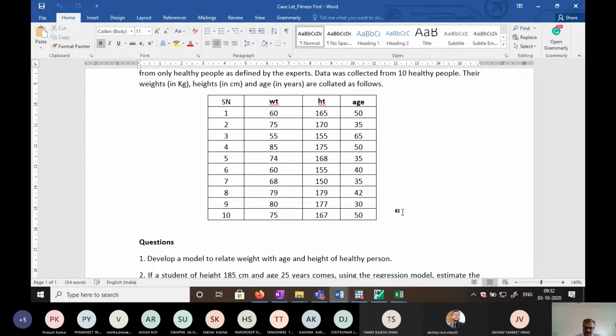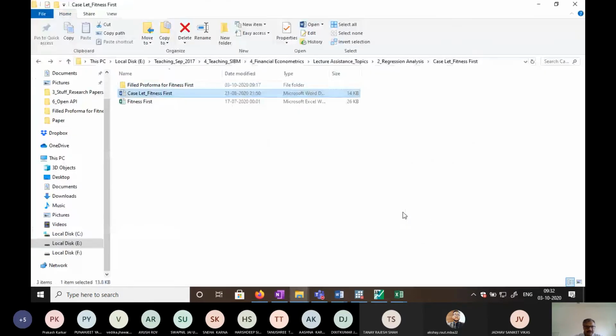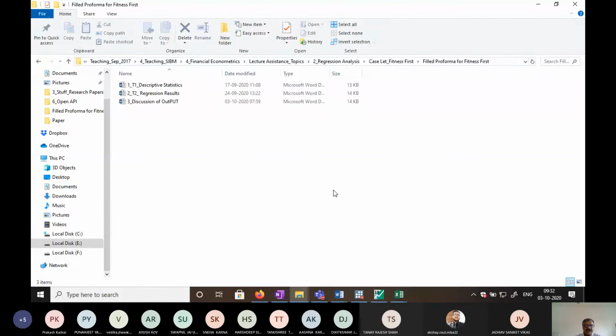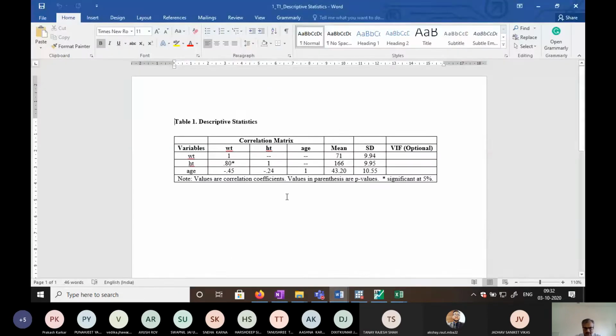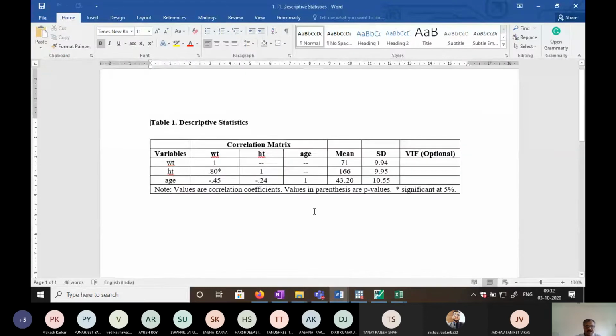To do that, I suggested that a template should be used to present, record and report the information of regression analysis. I said there should be three things. First was descriptive, second was regression results, and third we had the discussion on output. I'm just showing this so that you can recall what we have discussed.